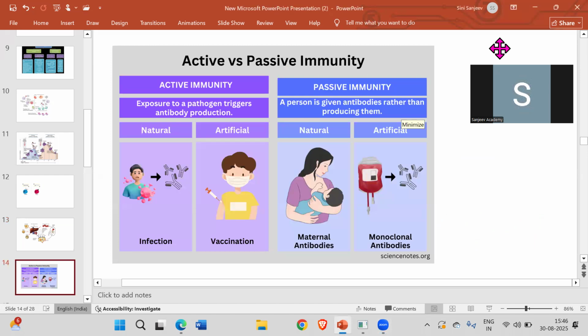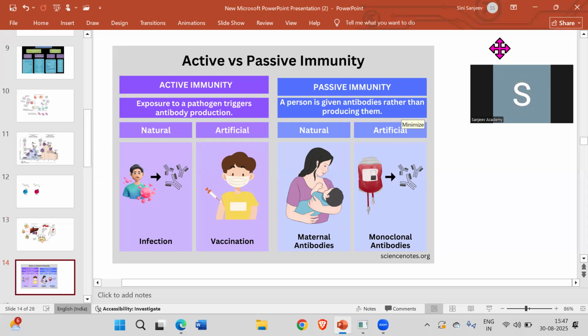Next, the active and passive immunity, as you can see over here. Now, I already told you about the structure of antibodies and their roles in transplantation. Now, these are the types, the active and the passive. So in active and passive, what is the major difference?